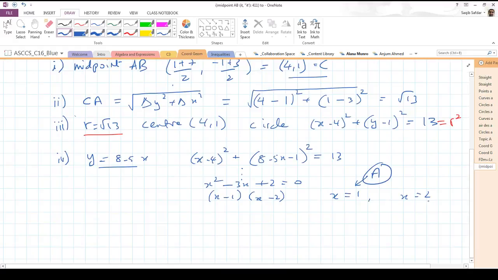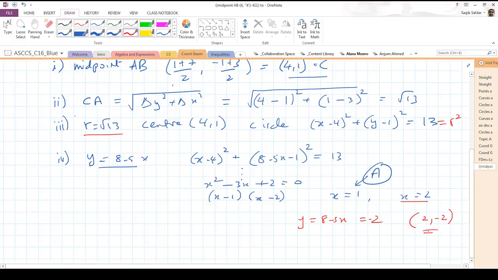How do I work out the y coordinate of this value? Alright, which equation? Do we put it into the circle equation or the straight line equation? If we put it into the circle, we still get the same answer, but it's a lot longer. So it's a lot more straightforward to use the straight line. If we substitute into y equals 8 take away 5x, that's 8 take away 10, y therefore equals minus 2. And again, it's always good to write your final answer as a coordinate. So you've got x equals 2, y equals minus 2. It's always good to put that in.